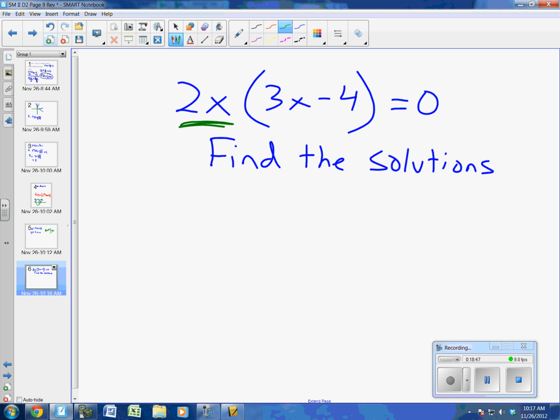Each one of these factors. Think about this, you guys. If 2x times this 3x minus 4 equals 0, what do I know about this function? Say that again, Alex. Yeah, one of them has to be 0, right? To make that true statement. If you're multiplying one thing by another and you get 0, one of them has to be 0, or both of them. So there's 2 possibilities of numbers I can put in. Well, all I have to do is set each factor equal to 0.